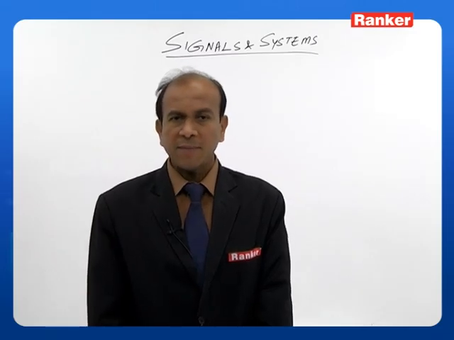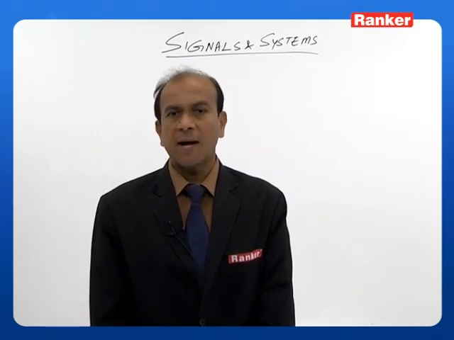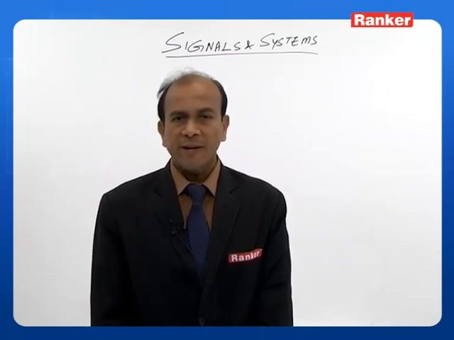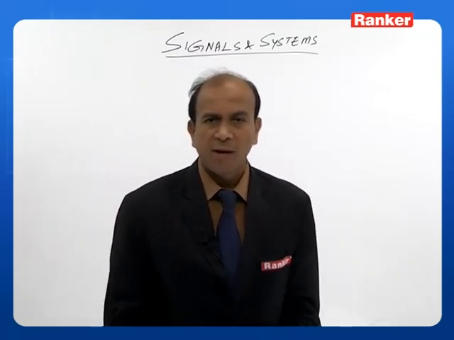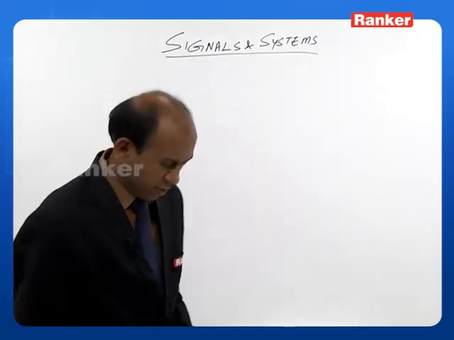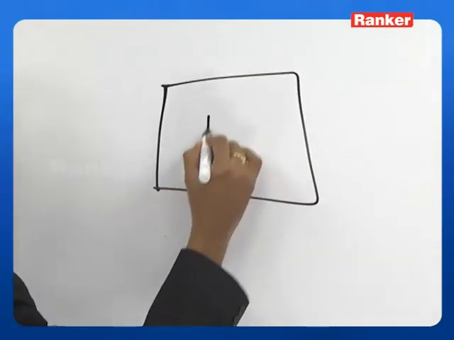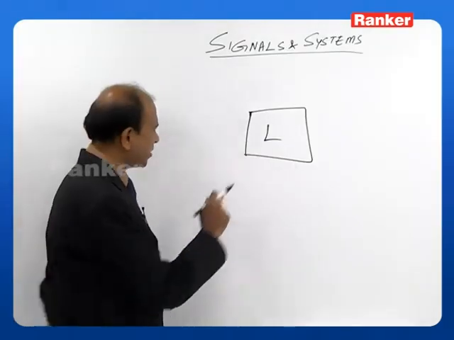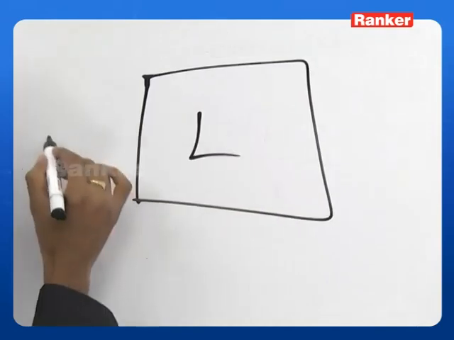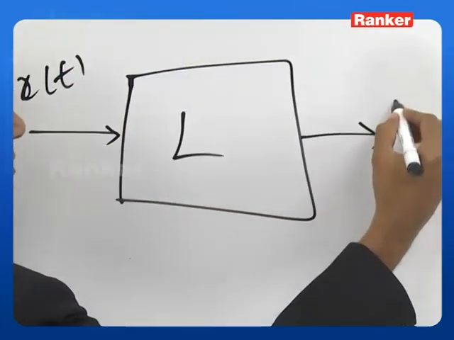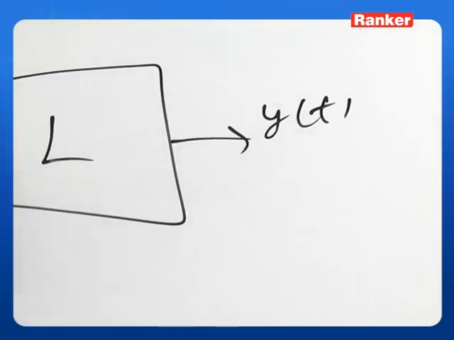So for linear system testing, we should check whether the system is able to scale, and the system must be able to do superposition, that is additivity, also. Let us just see a small block diagram on the board. Okay, let us take a system. Let us now take a linear system. I am calling this a linear system. Let us give an input to this. Let us say this is x of t, for which there is a y of t, which is the output.